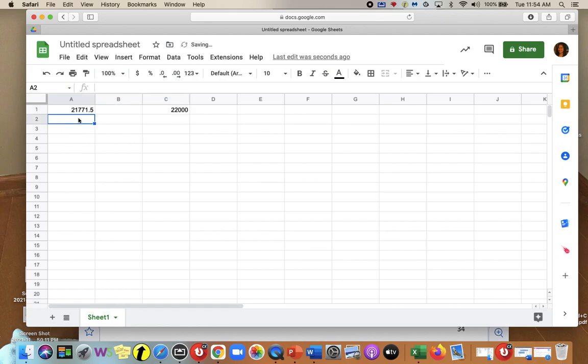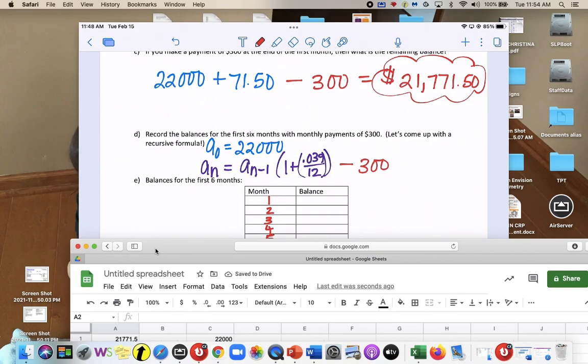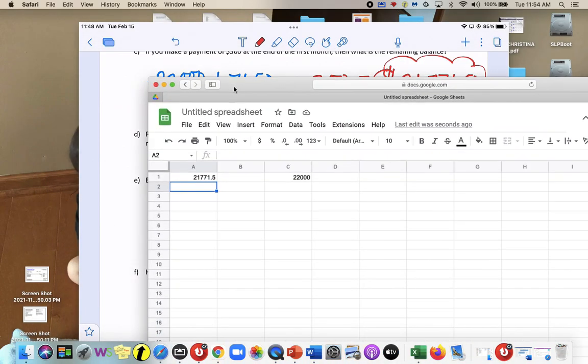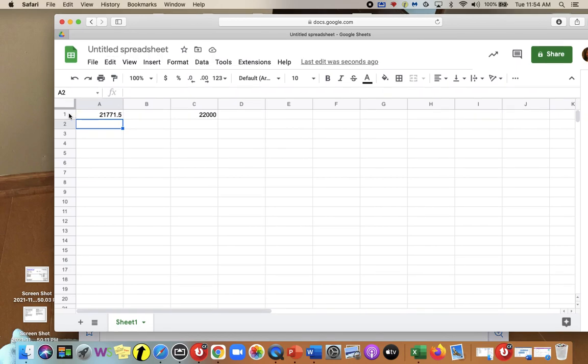I believe this will work, and we can check our answer. So here it is. We can check our answer because we have that amount right here. Oh, good, that matches. Okay, so now what should happen is that's the amount we owe after 1 month. So now I should be able to pull down from here. Let's see if it works, and see how much we owe after 6 months. Nope. Okay, so, and the reason is maybe this cell right here.